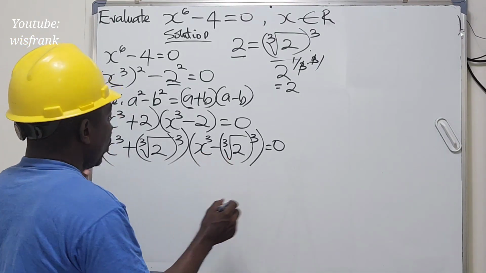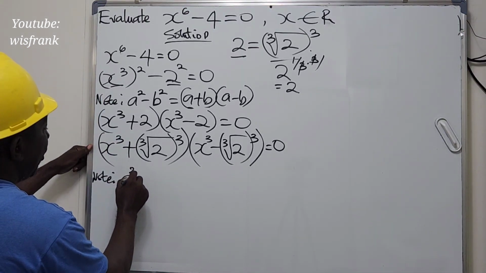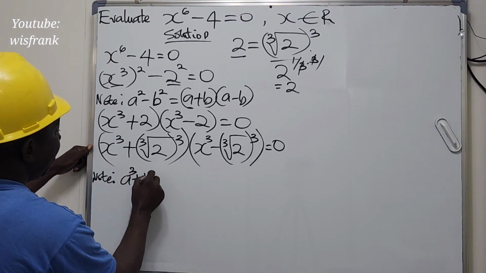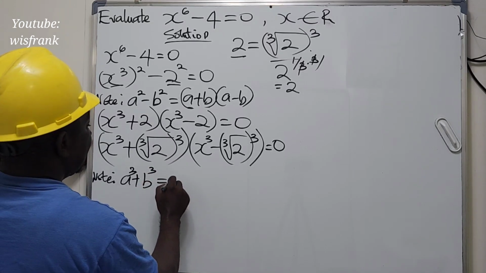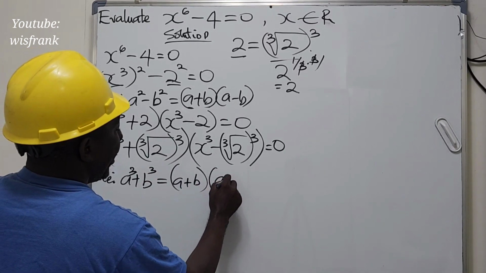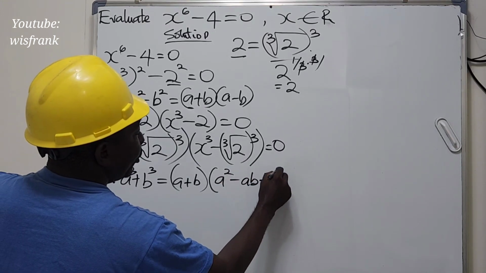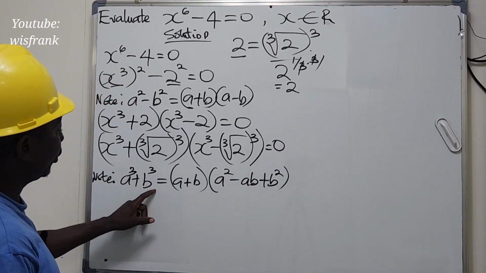We recall that when we have a to the power of 3 plus b to the power of 3, it is the same thing as (a plus b) into (a to the power of 2 minus ab plus b to the power of 2). So this is what we have.